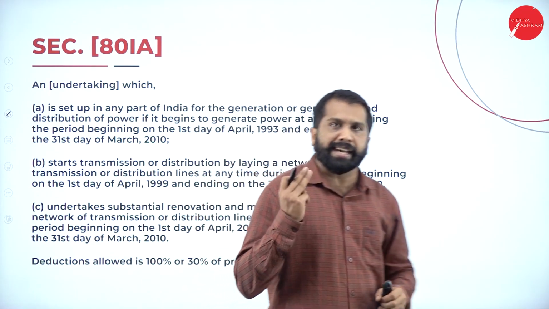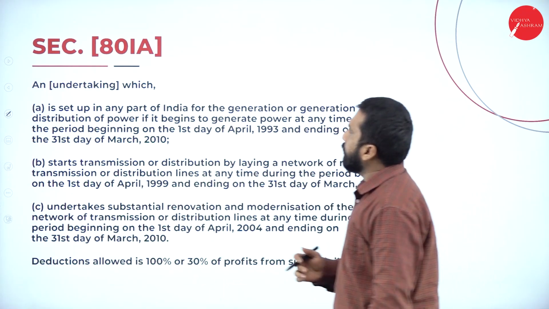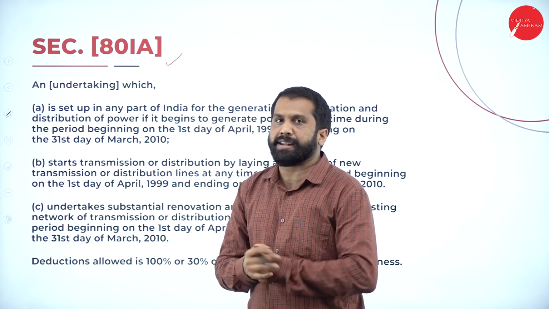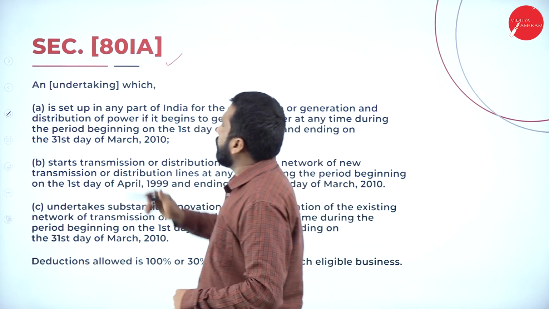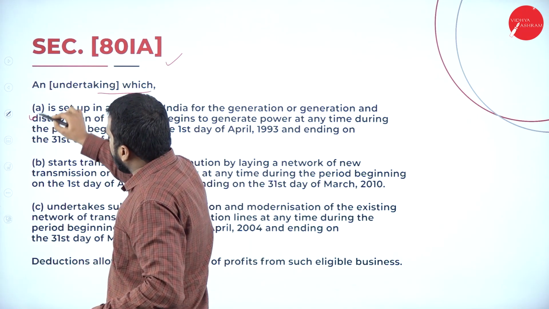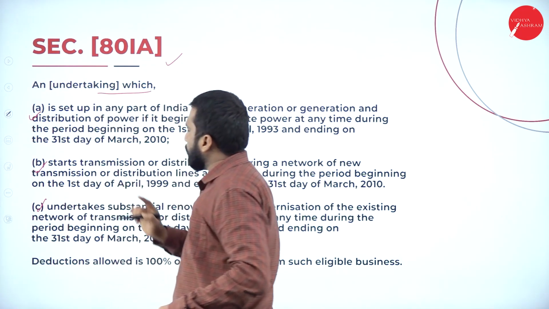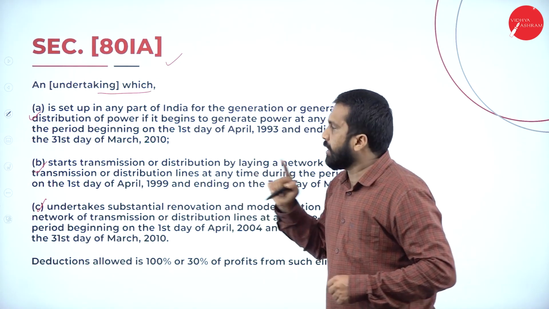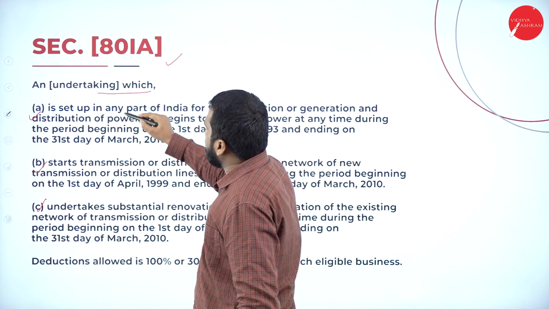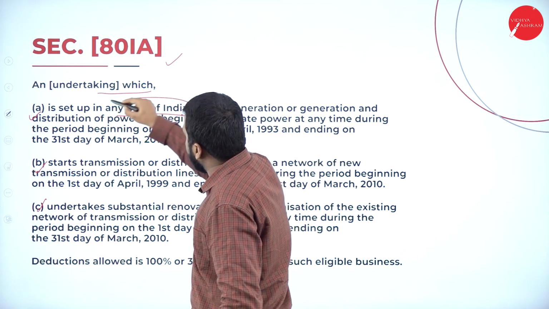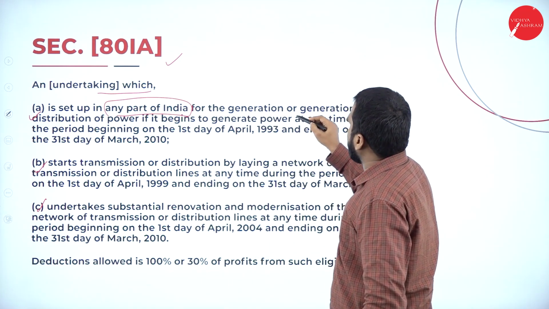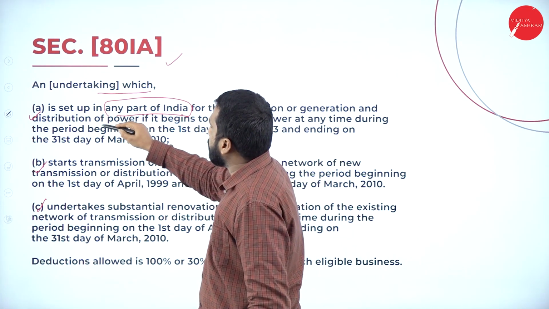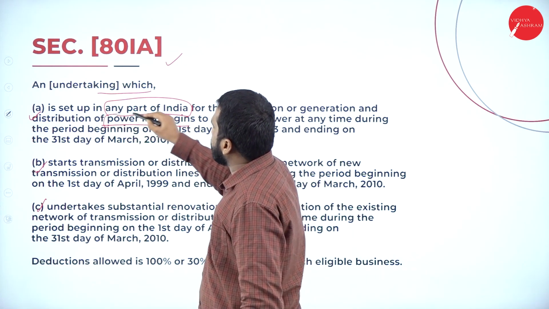Next, the second one. Second one, it talks about section 80IA. Now, undertaking which 1, 2, 3. It is applicable for these three. Which are these three? I'll explain. Set up in any part of India for the generation and distribution of power. It is for power.